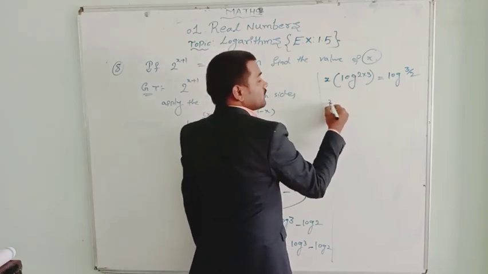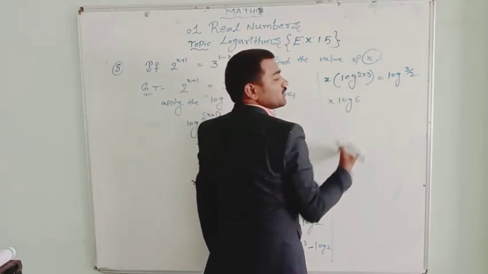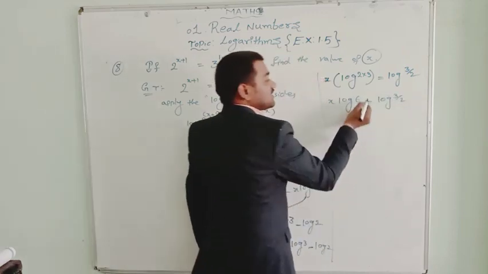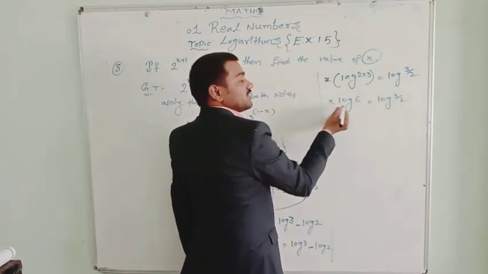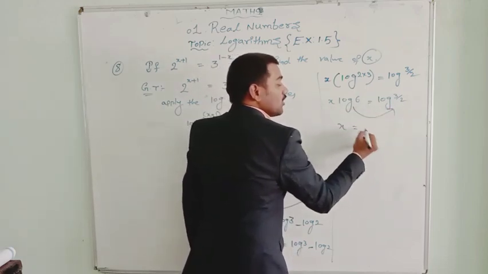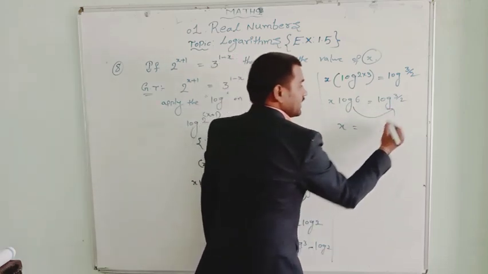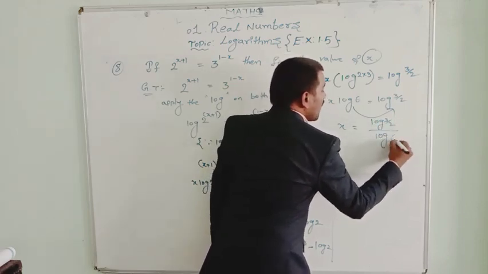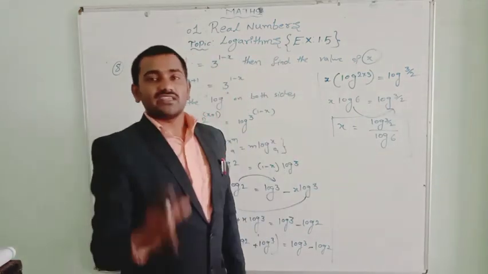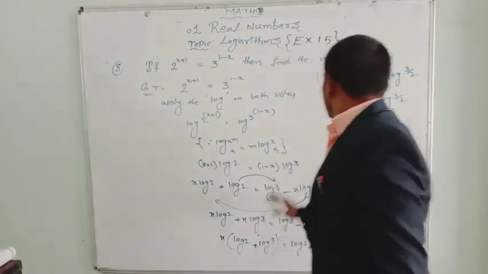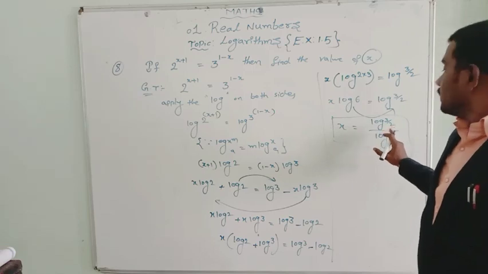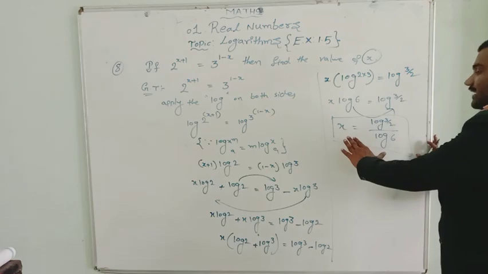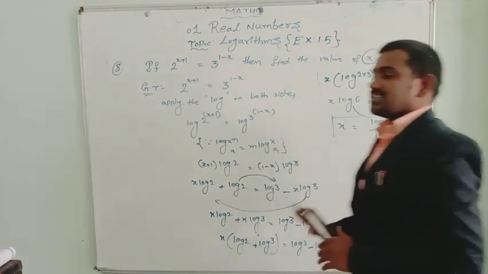Here 2 into 3 equals 6, so x times log 6 equals log 3 by 2. This log 6 is multiplied with x. We transfer it to the other side to get x alone, since we need the x value. So x equals log 3 by 2 divided by log 6. This is the value of x in this question.